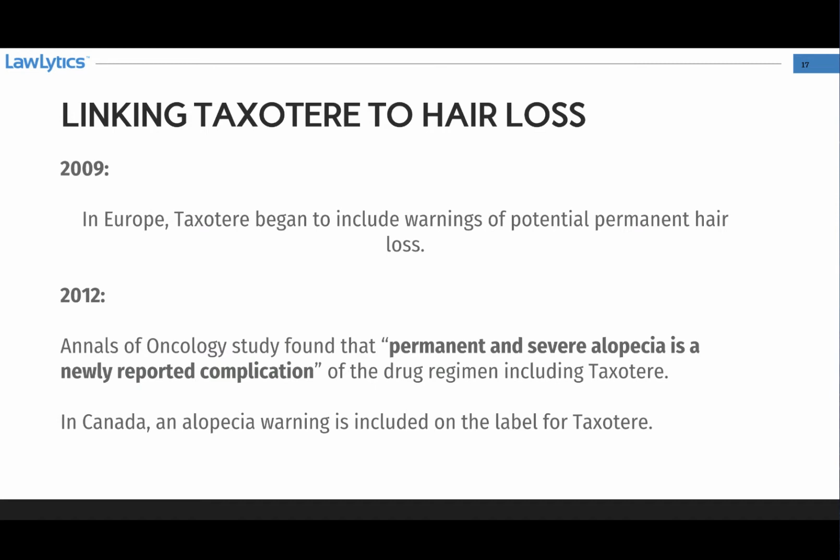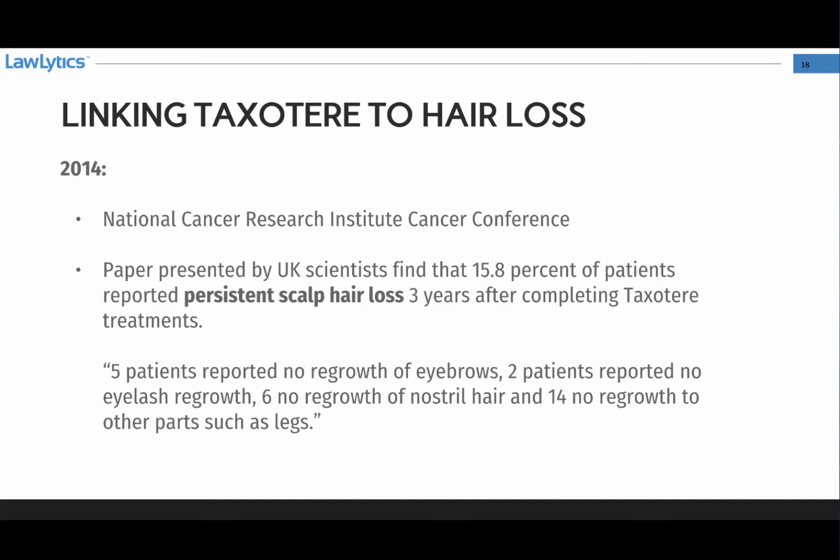In 2012, a study was published in the Annals of Oncology reviewing 24 women suffering from alopecia induced by Taxotere. The study concluded that the women had a loss of eyebrows, eyelashes, and thinning of hair all over their scalps. And thus in 2012, they found that permanent and severe alopecia is a newly reported condition of the drug regimen that includes Taxotere. That same year in Canada, an alopecia warning was included on the drug label.